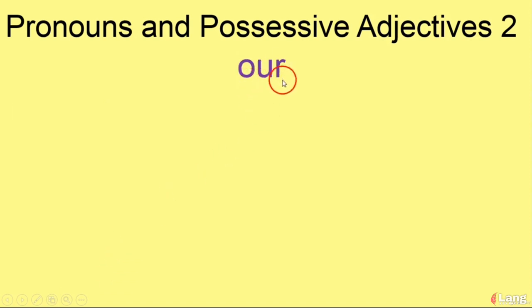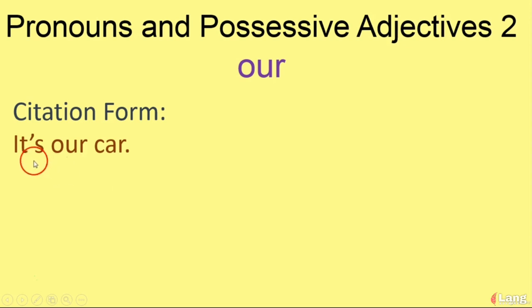Now let's look at this word, our. We have the sentence, it's our car. Repeat. It's our car. In IPA format, our looks like this. Our.